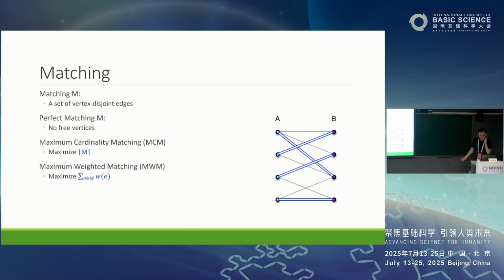Also, matching can be accelerated by matrix multiplication. Here, a matching is a set of vertex-disjoint edges, and a perfect matching means that there is no free vertex, that every vertex is matched.